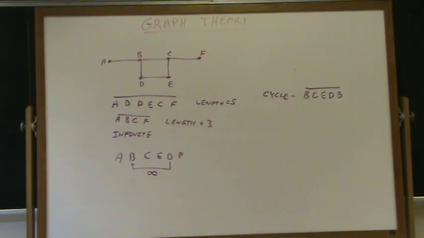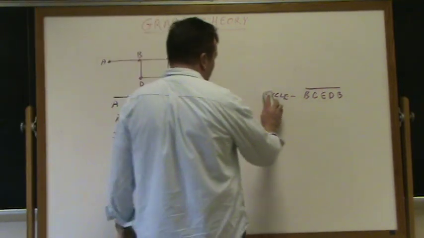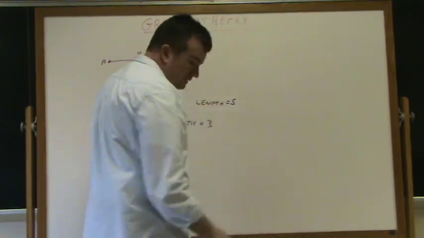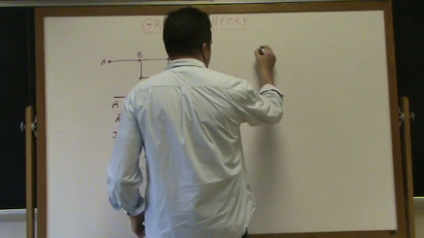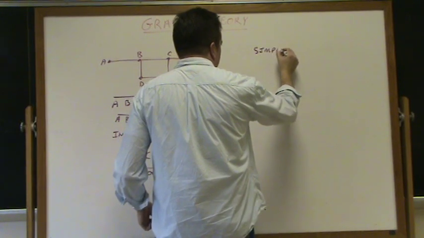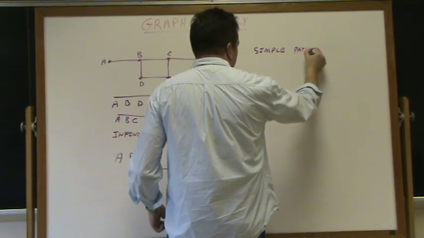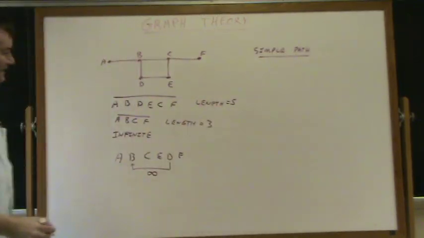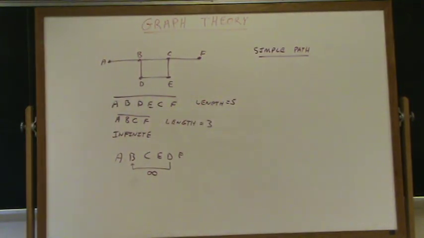Okay, so then the definition of a simple path. So what do you think a simple path would be? That would be a path that doesn't use the same vertex more than once. Okay. The same edge more than once.